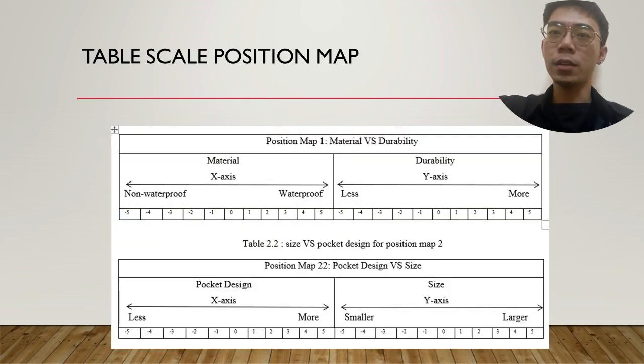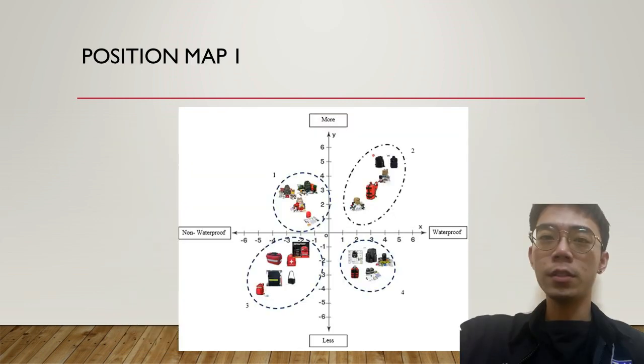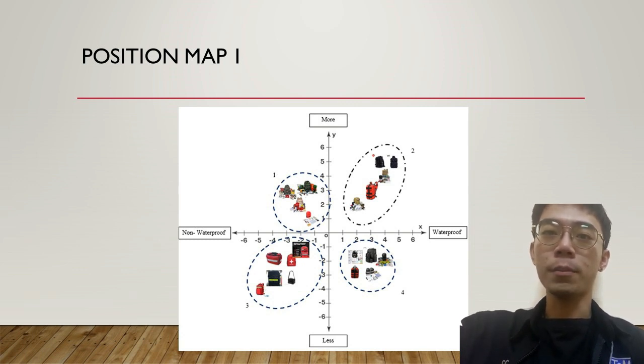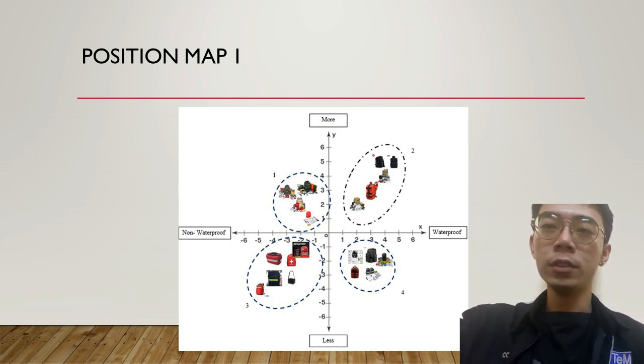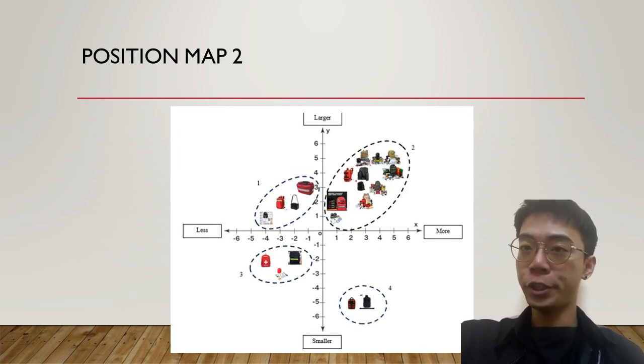This is the table scale of the position map. We did the scale from -5 to 5. We discussed the market situation for material versus durability and pocket design versus size. This is position map 1. The position map is done according to the market situation for material versus durability. It has 4 zones: non-waterproof versus more durability, waterproof versus more durability, non-waterproof versus less durability, and waterproof versus less durability.